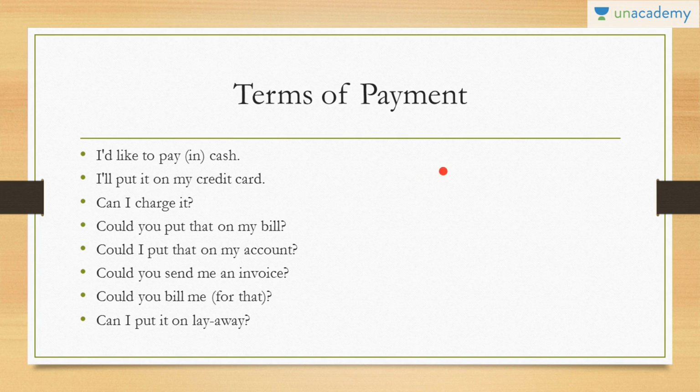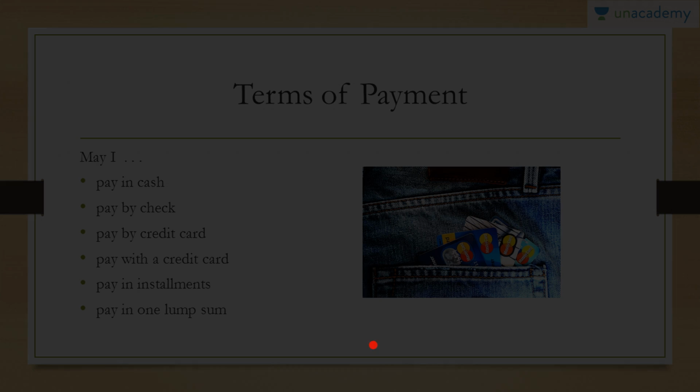I'd like to pay in cash, or I'd like to pay on my credit card. See the difference? You pay in cash and you pay on your credit card, or I'd like to put it on my credit card. Or can I charge it? Could you put that on my bill? Could I put that on my account? Can you send me an invoice? Could you bill me? Or can I put it on the layaway?